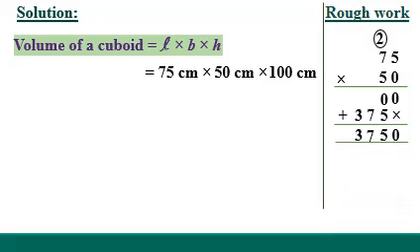So it means 75 centimeters multiplied by 50 centimeters gives us 3750. And as centimeter was getting multiplied by itself and it is written twice over here, so centimeter square will be the new unit now. So 3750 centimeter squares will be multiplied by 100 centimeters.